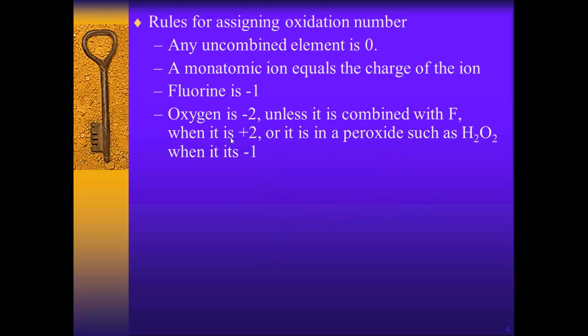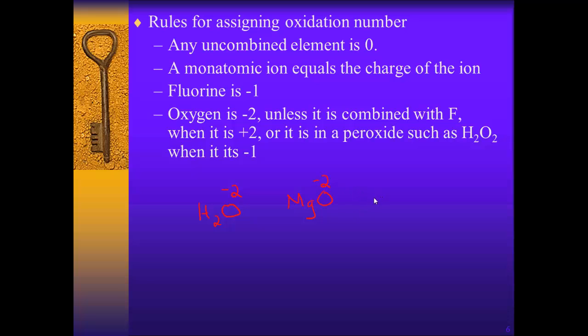Our next rule is that oxygen is -2. It's usually -2, with a couple of exceptions. The exceptions are when it's combined with F, when it is +2, or when it is in a peroxide such as H2O2, when it's -1. Let's look at some examples. If we're looking at water, the oxygen is assigned -2. If we're talking magnesium oxide, it's -2.